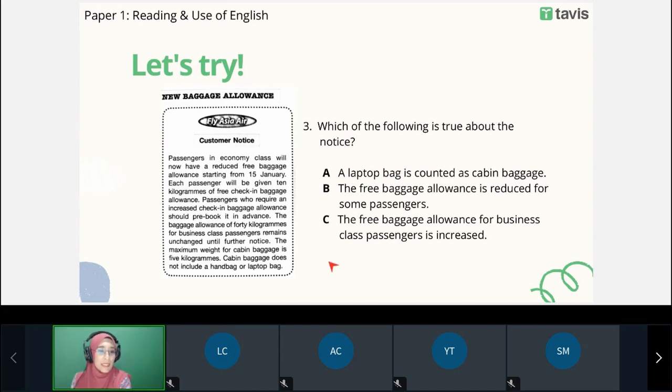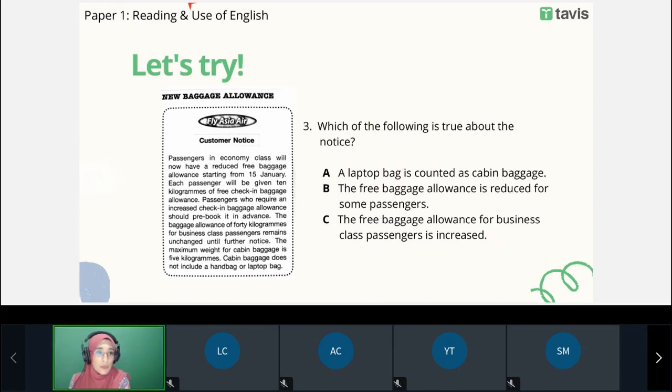Okay, so this notice is actually about the new baggage allowance. Let's read the question. Which of the following is true about the notice? A, a laptop bag is counted as cabin baggage. B, the free baggage allowance is reduced for some passengers. Or C, the free baggage allowance for business class passengers is increased.